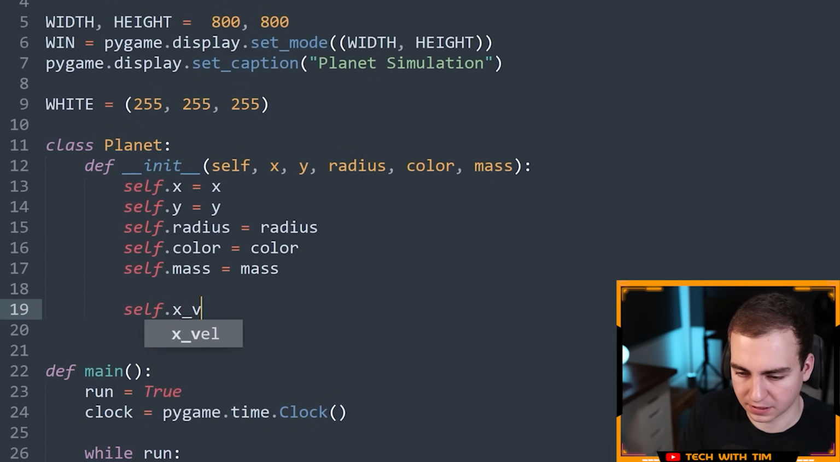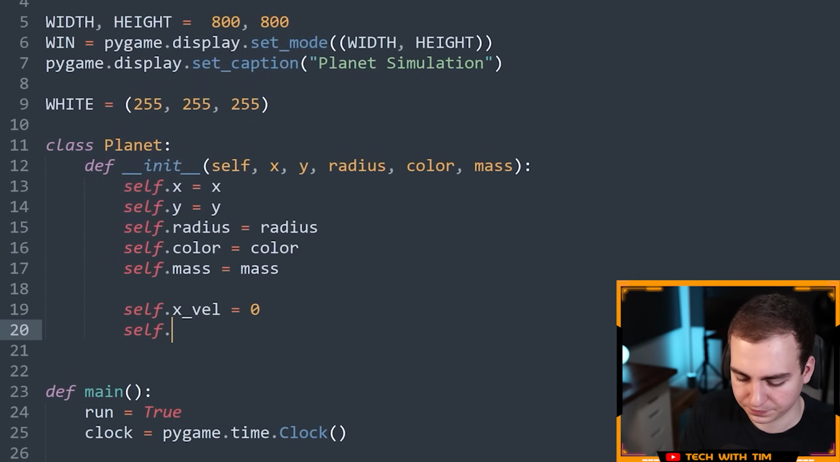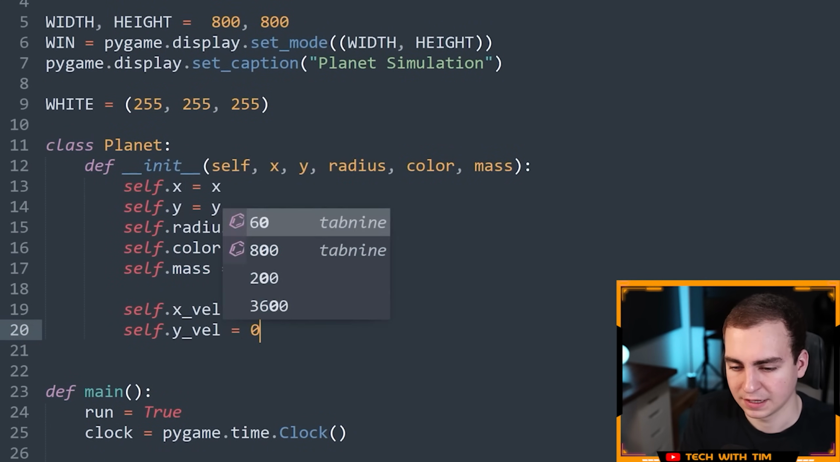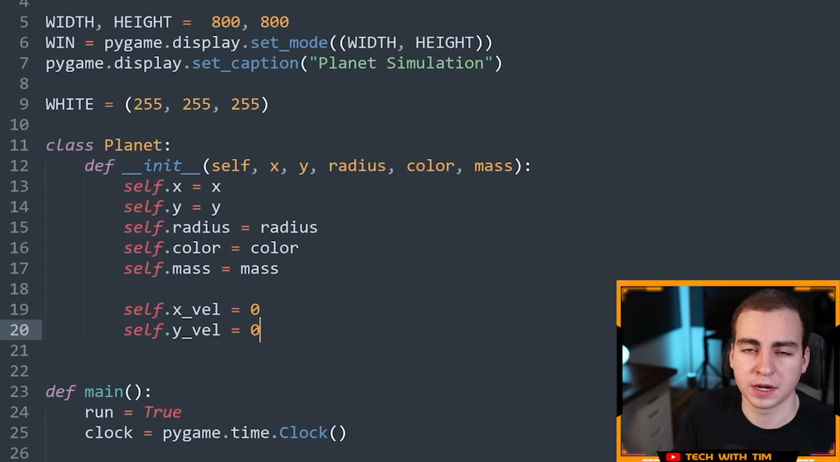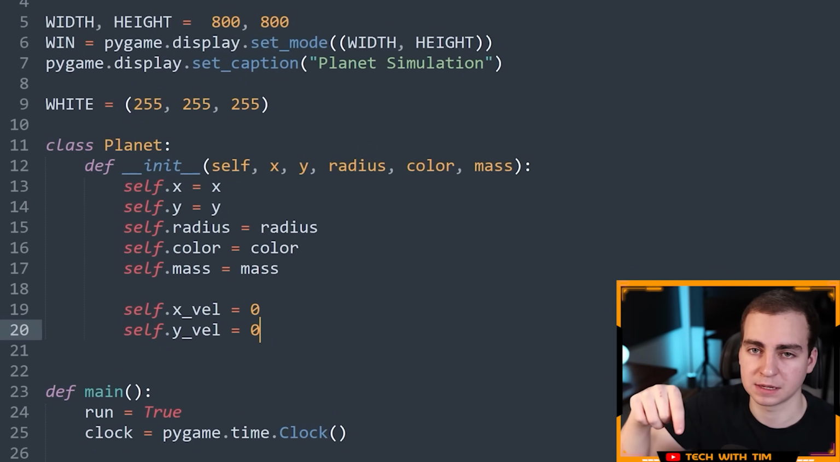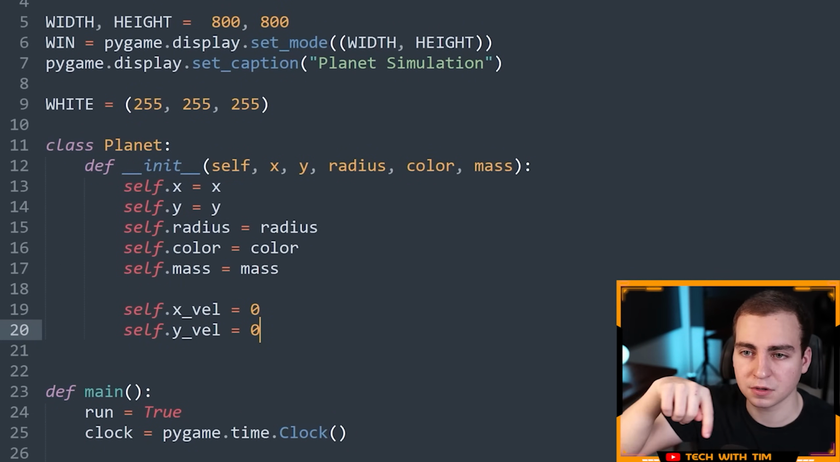So I'm going to say self._xvel is equal to 0, and self.yvel is equal to 0. Now, I'll explain how all of these concepts work in a second, but the idea is we're going to be moving our planet in a circle, and in order to move in a circle, we have a velocity in multiple directions. So we're going to have it in the x direction, which is the horizontal direction, and then in the y direction.